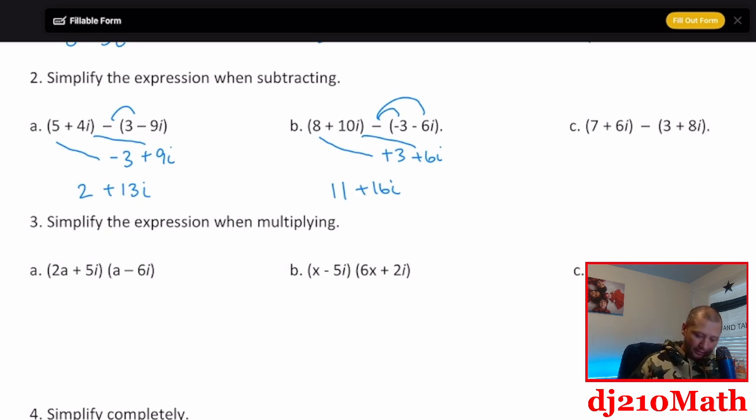All right, C. We have negative 3, negative 8i. Combining like terms. 7 minus 3, 4. 6 minus 8, negative 2i.